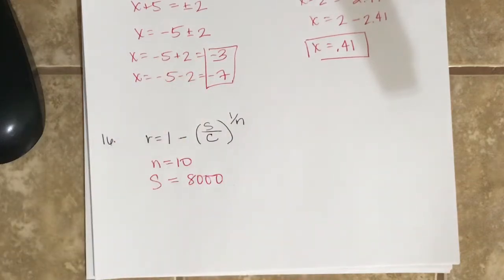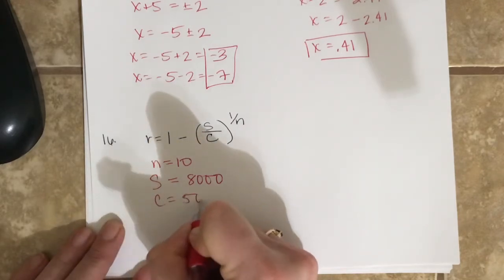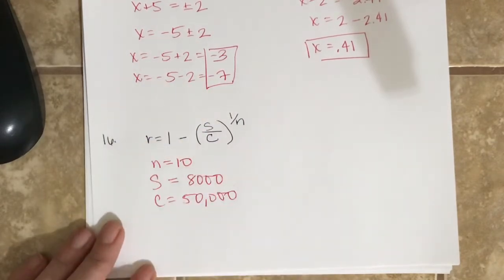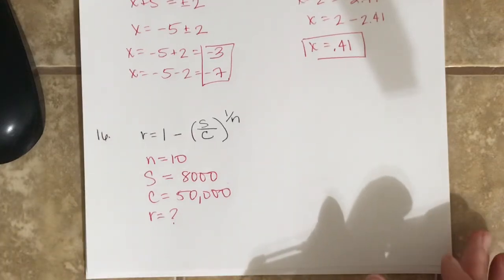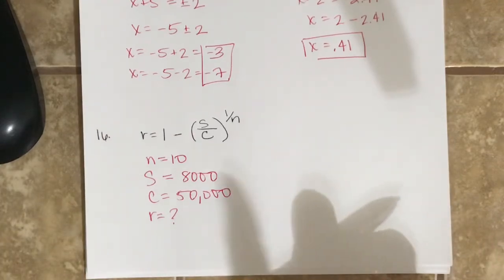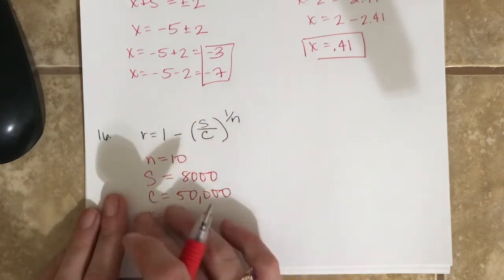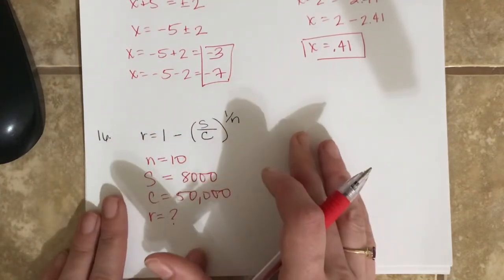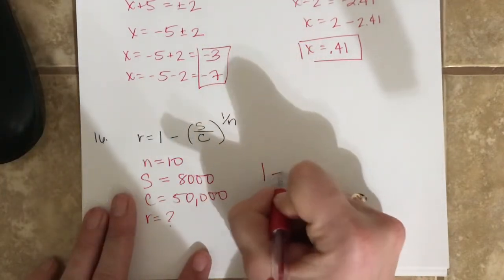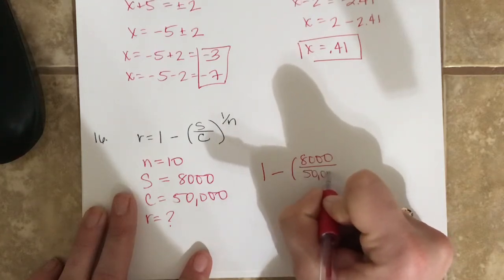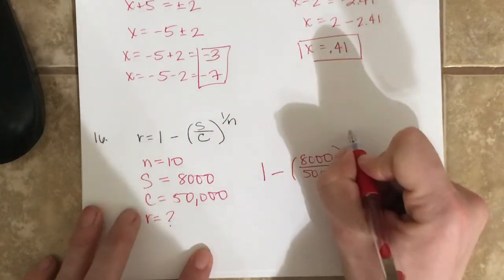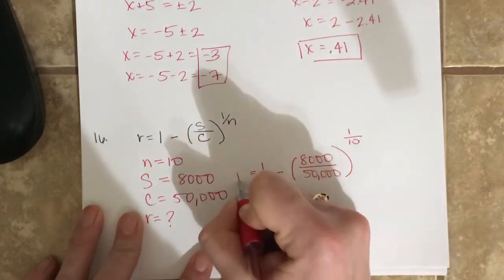$8,000. C is the original cost. Well, they bought it for $50,000. And we're looking for the annual depreciation rate. So we're looking for R, and they've told us R is going to be in decimal form. So we can expect a decimal that will convert to a percentage. So this problem is really a matter of plugging these things in correctly and then putting it in the calculator. So I'm going to have 1 minus 8,000 over 50,000 raised to the 1/10, and this should give me R.